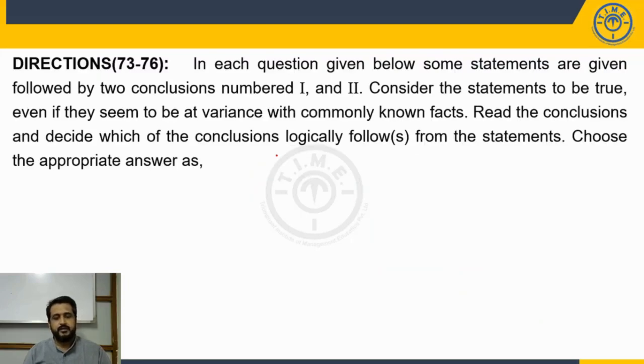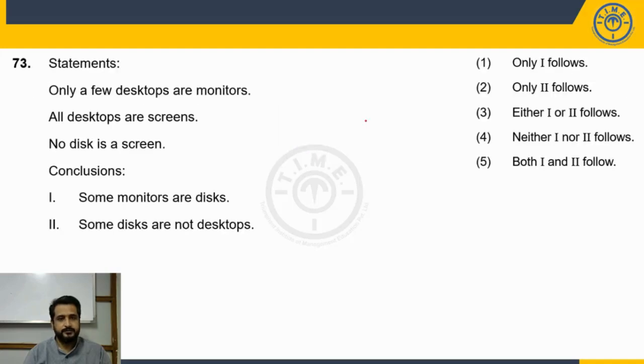Syllogism questions. What are the given instructions? In each question below, some statements are given followed by two conclusions 1 and 2. Consider the statements to be true even if they seem to be at variance with commonly known facts. Read the conclusions and decide which of the conclusions logically follows from the statements. Choose the appropriate answer. Let's answer the questions. So we have given 3 statements and 2 conclusions.